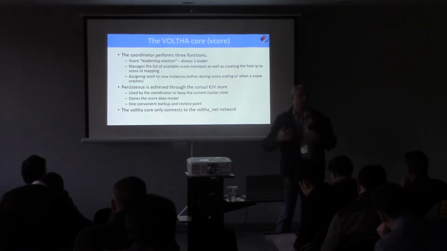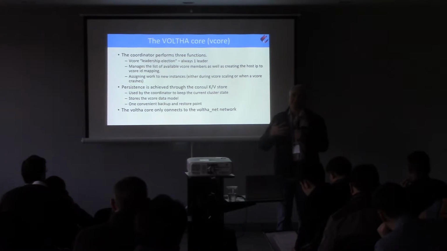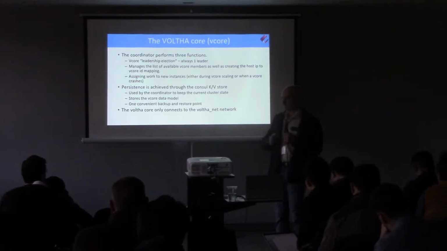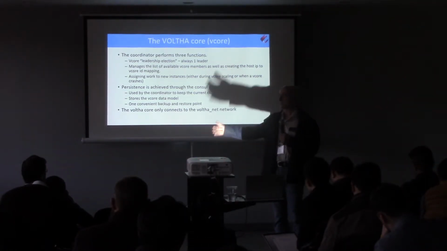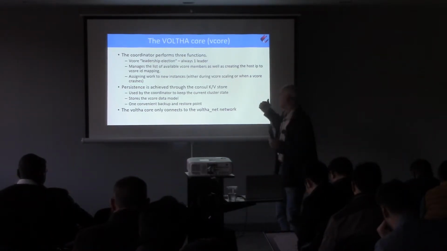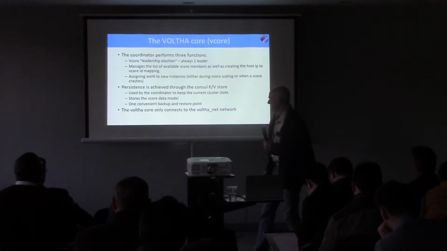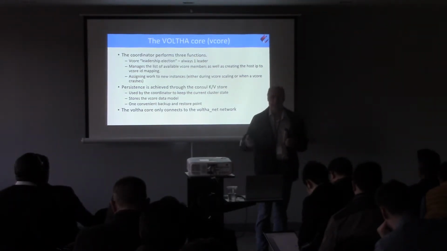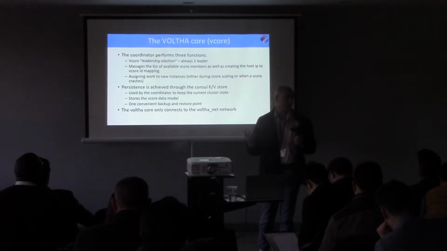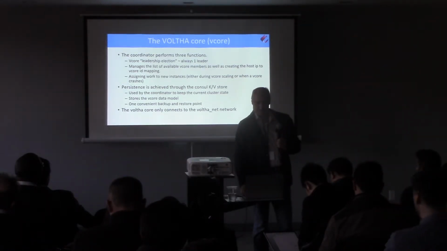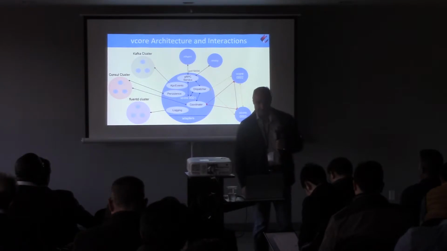If we decide to scale Volta, this isn't fully implemented yet, but if you scale the number of cores, then what the coordinator will do is shed some work off the current existing cores and hand them to the new core that was just created in the scaling exercise. And finally, persistence is through console. It's used by the coordinator. It stores the data model for Volta, and it's a convenient point to do a backup and restore of your entire running configuration because all the data for all the devices is stored in console and persisted on disk. And Volta only connects to the VoltaNet network.